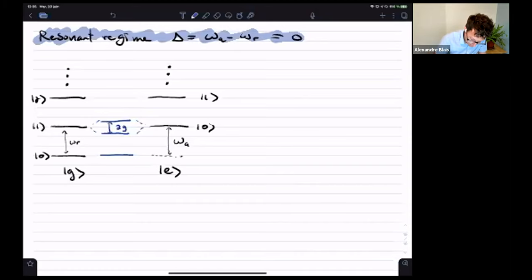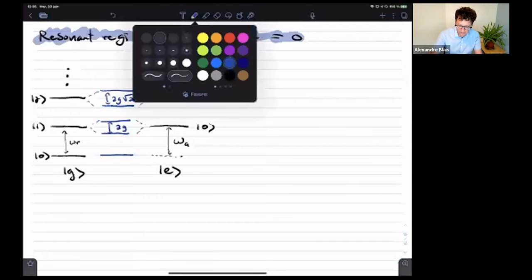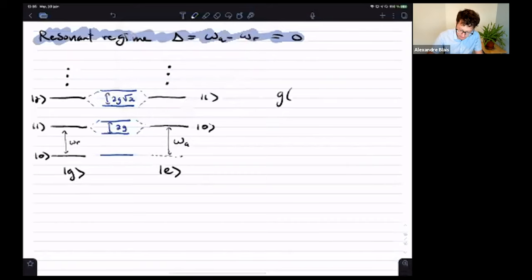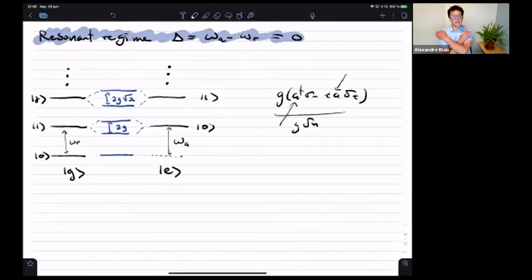And furthermore, this splitting increases as you go up the ladder. It becomes 2g square root of n. And the square root of n is simply a signature of the fact that this Hamiltonian scales as g square root of n, because the matrix element of these operators is square root of n. So what you're seeing is a direct signature of the structure of the creation and annihilation operators of single photons. I'll come back to that later.